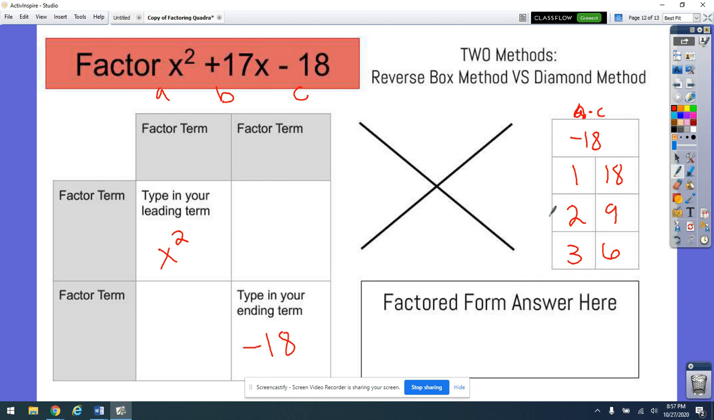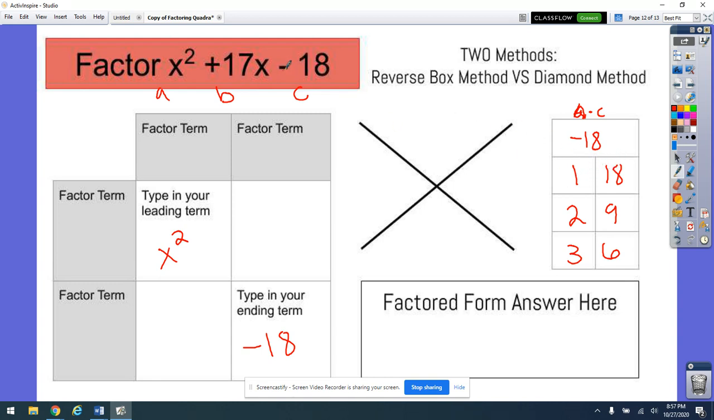Now, out of these ones, which one can I possibly get the 17? So 3 and 6, if I add it, I only get 9. If I add these two, I can only get 11. If I add these two, I get 19. So this one looks like I have to subtract. 18 minus 1 gives me 17. So that's the only one that can work.